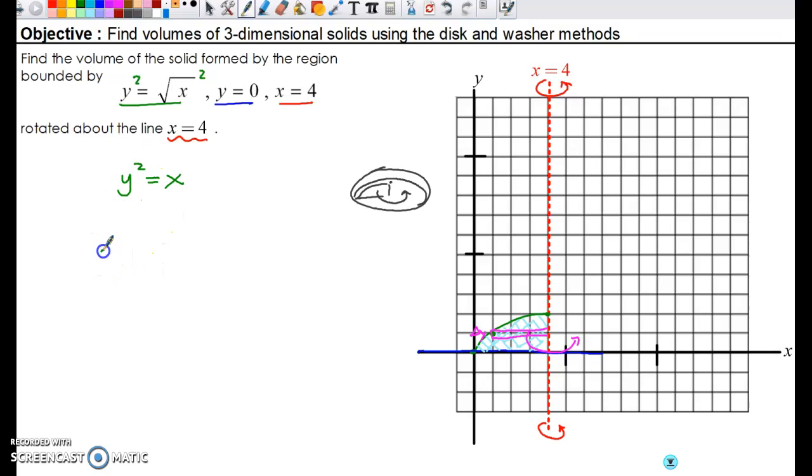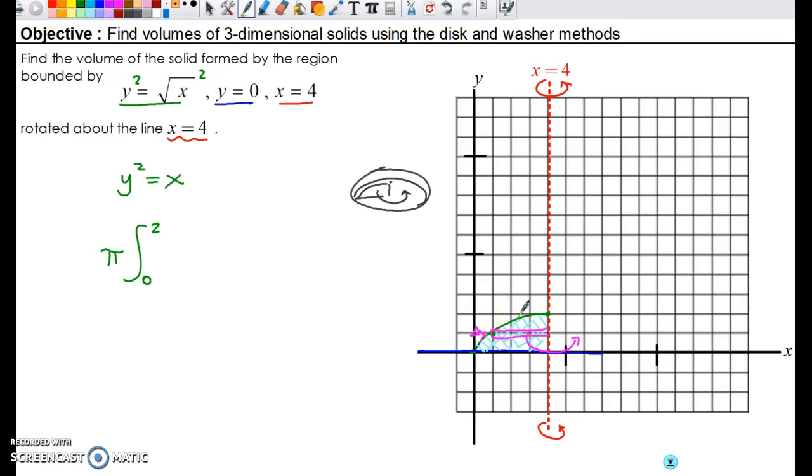Now the disk method says that I need to take pi times the integral. In the limits of integration, I'm looking at y values. I'm going to start here at the bottom at the lower y value. Again, I don't start here because the y value is 2 and this y value is 0. So I'm going to integrate from the y value of 0, the x-axis, to the y value of 2, which is the top of that green boundary.